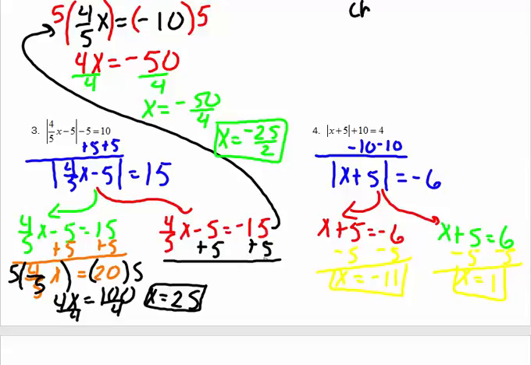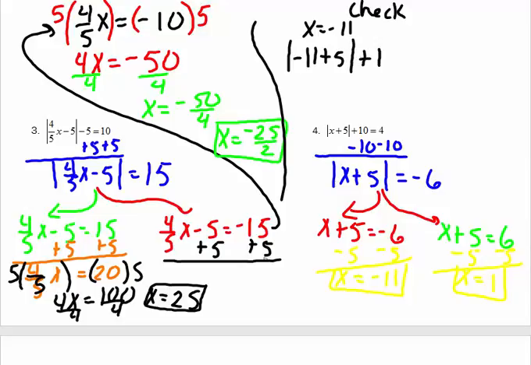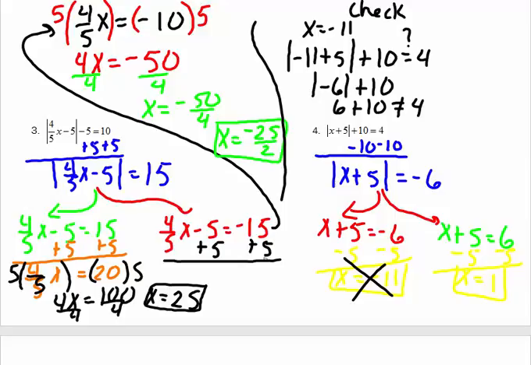So right now, it looks like I have two answers of negative 11 and positive 1. But we did say we should always check our answers. So let's check x equaling negative 11. Checking x equaling negative 11 into the original, we get the absolute value of negative 11 plus 5, close the absolute value, plus 10 is supposed to equal 4. Well, that gives me an absolute value of negative 6 plus 10. Well, absolute value of negative 6 is positive 6, and 6 plus 10 does not equal 4. So x equaling negative 11 does not check.